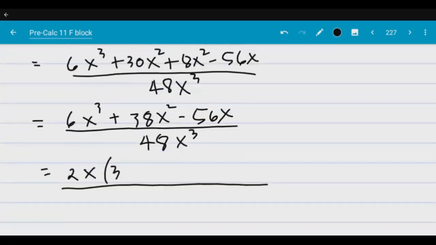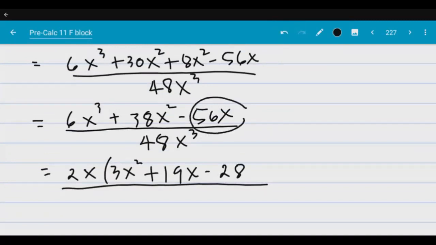3x squared. All right. So what I'm doing is I'm going to factor out the 2x, and I just need to check if this is correct. 2x times 3x squared should give me 6x cubed, and I think that's good. What about for the second one? Plus 19x. Quickly check 19x times 2x. Is that 38x squared? Yes. Minus 28. 28 times 2x, is that negative 56? Yeah. All over 48x cubed.